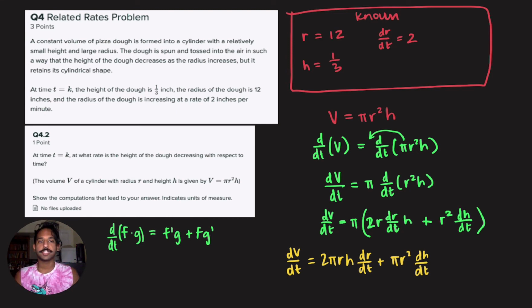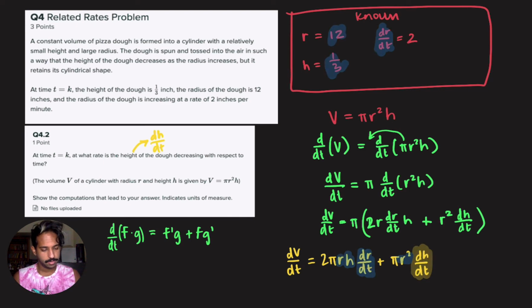The question here is asking us at what rate is the height of the dough decreasing. So that means this question is asking us to find dh/dt. I see that in my question. And I also know, and I'll do this in blue, I know dr/dt, I know h, and I know r. But the only variable I don't know is dV/dt. How is the volume changing? How am I going to solve this?